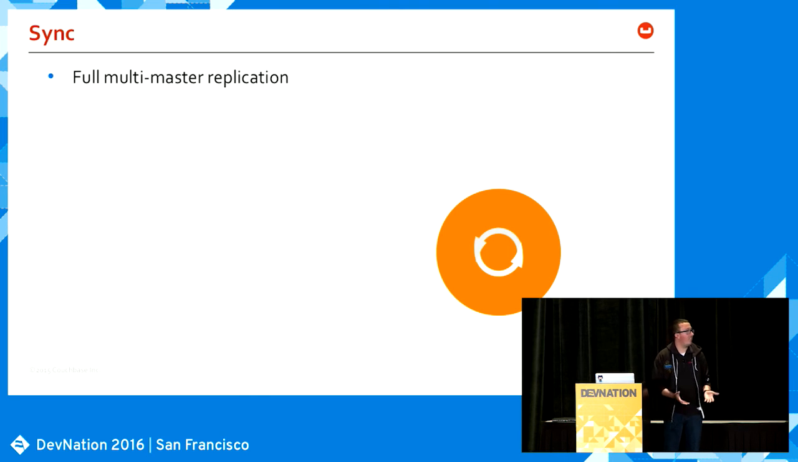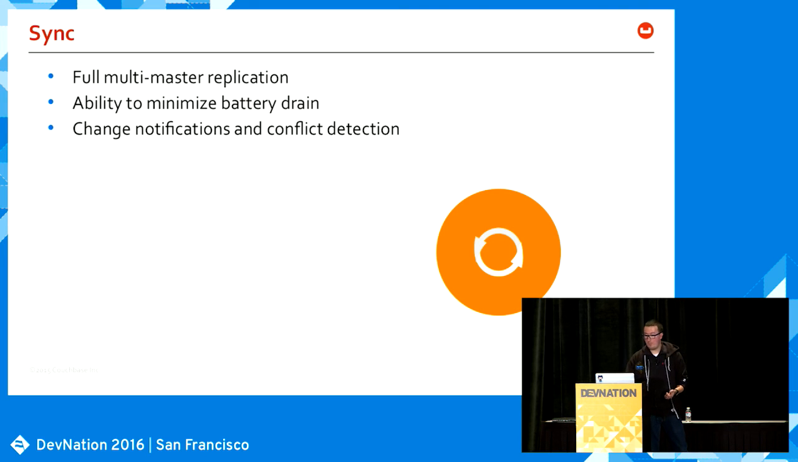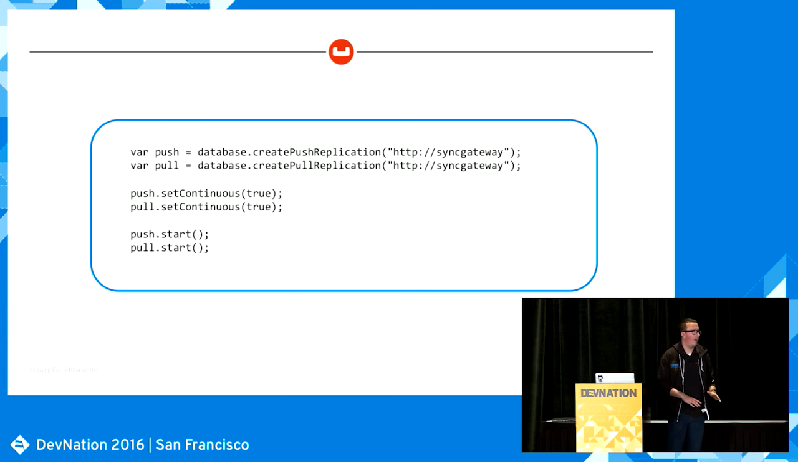More in terms of syncing, we have full multi-master replication with Sync Gateway. You have the ability to minimize battery drain on your own through the code, which I'm going to show you in the next slide. And then, of course, you can add change notifications based on what happens remotely. Up till now, we only did local. Now let's say we want to add syncing support into our application.